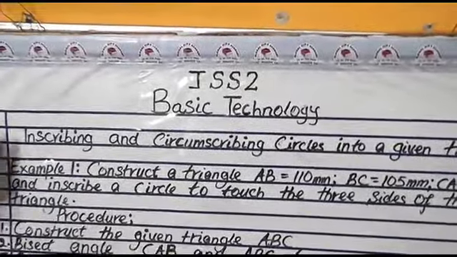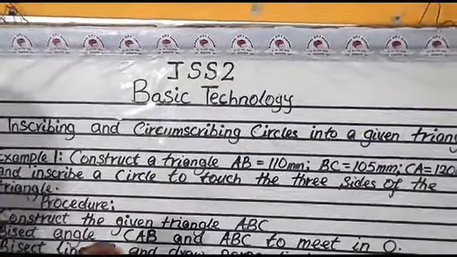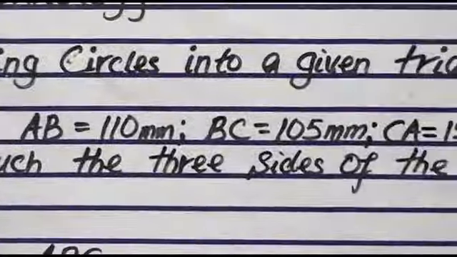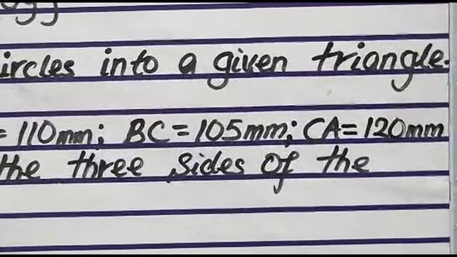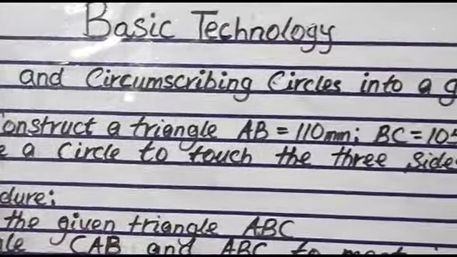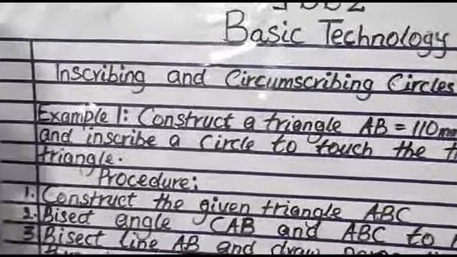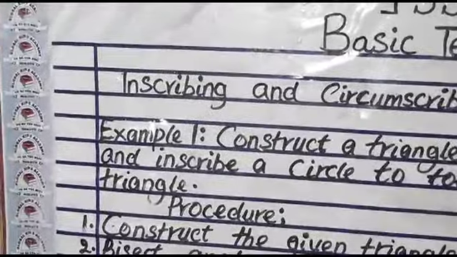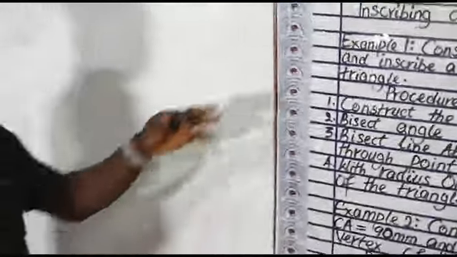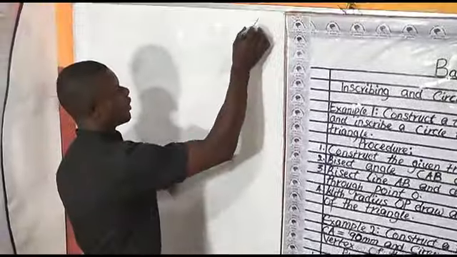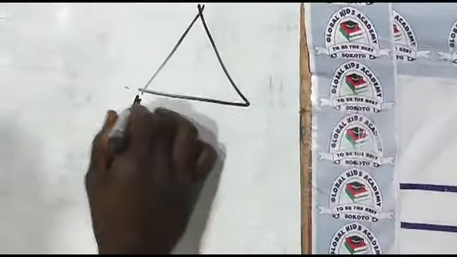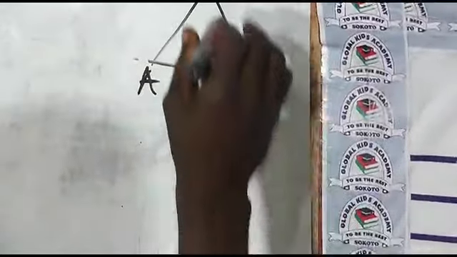Example 1 says we should construct a triangle AB 110 mm, BC 105 mm, and CA 120 mm, and inscribe a circle to touch the three sides of the triangle. Alright, so for us to do this, it's always preferable to make a rough sketch to see how our triangle is going to look. Once you have a question, you can have a sketch of a triangle somewhere. Then you label it. Let's call this base AB and call this C.